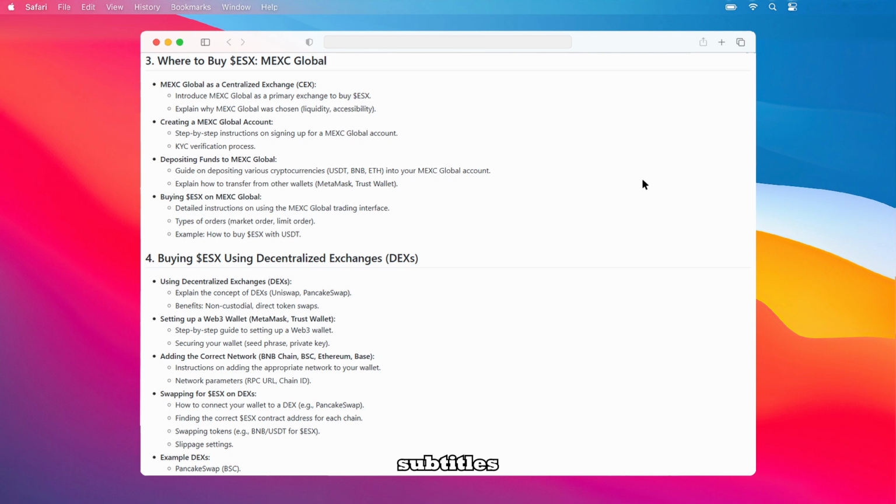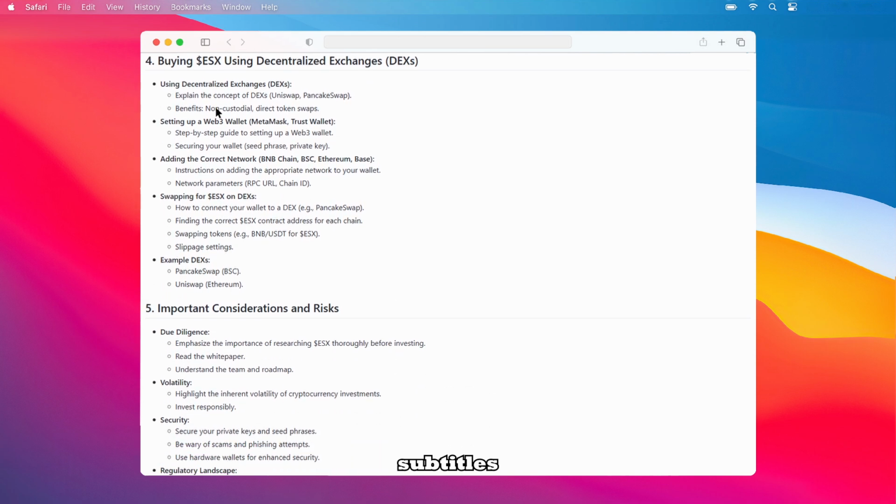To swap for $ESX on DEXs, you'll connect your wallet to the DEX, like PancakeSwap, and find the correct $ESX contract address for each chain. Then, you can swap tokens, for example, BNB or USDT for $ESX, keeping in mind the slippage settings to ensure your transaction goes through as expected. PancakeSwap is commonly used for BSC, while Uniswap is popular for Ethereum.